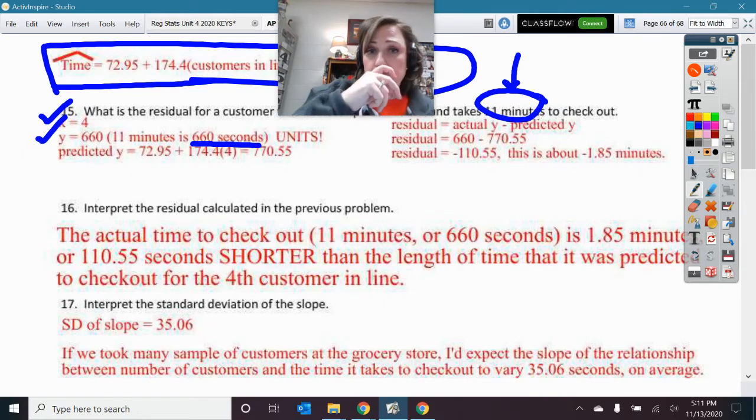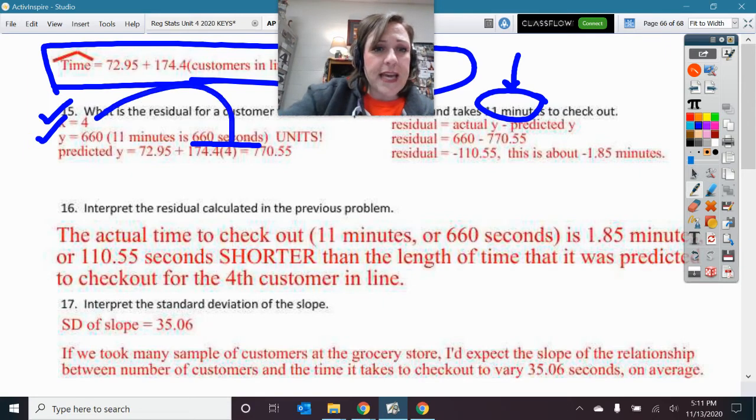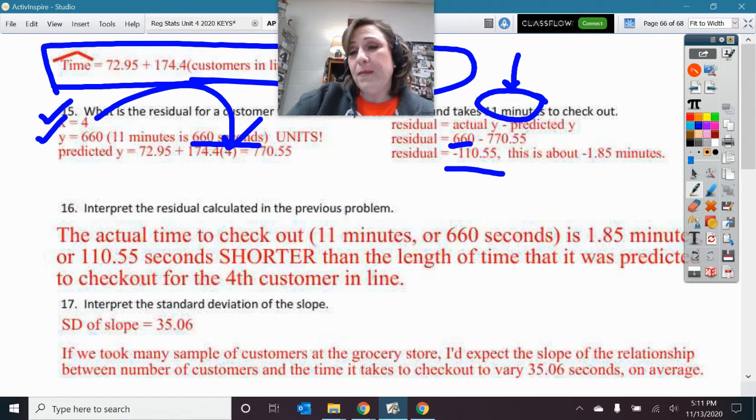So I did what was predicted to happen by plugging the X into the prediction equation. The predicted time was 770.55 seconds, but what actually happened was 660. So that's a residual of negative 110. Maybe if you wanted to go back to minutes, about negative 1.85 minutes. I just divided by 60.